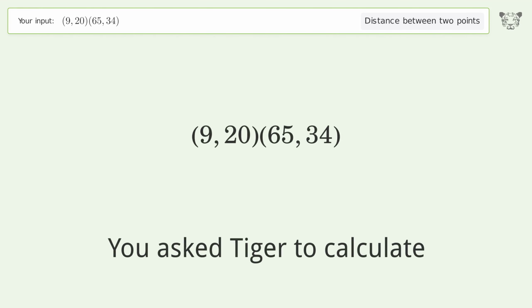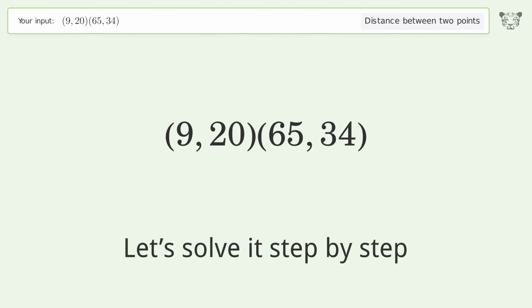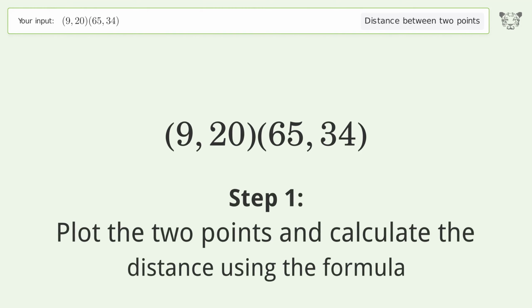You ask Tiger to calculate. This deals with the distance between 2 points. The distance between the 2 points is the square root of 3,332, or 57.723. Let's solve it step by step. Plot the 2 points and calculate the distance using the formula.